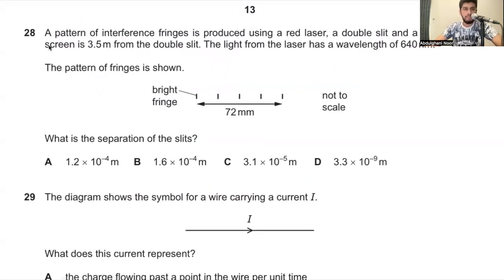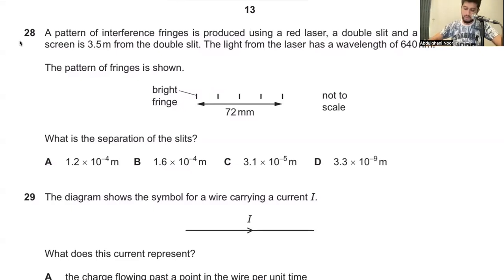Question 28 says a pattern of fringes is produced using a red laser, a double slit and a screen. The screen is 3.5 meters from the double slit. The light from the laser has a wavelength of 640 nanometers. The pattern of the fringes is shown. Shafat, remind me at the end and I'll do it. What is the separation of the slits?